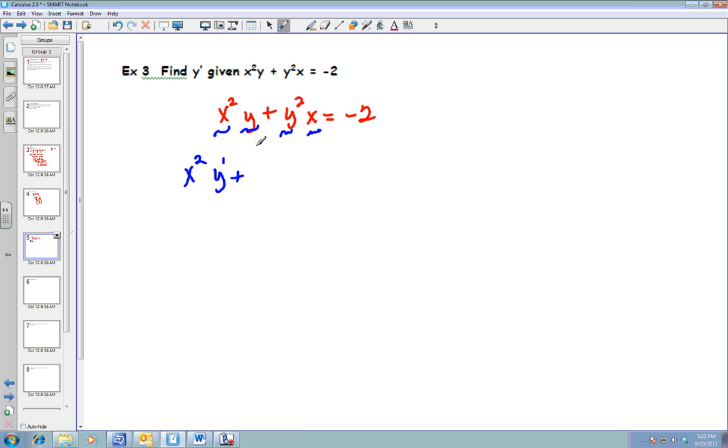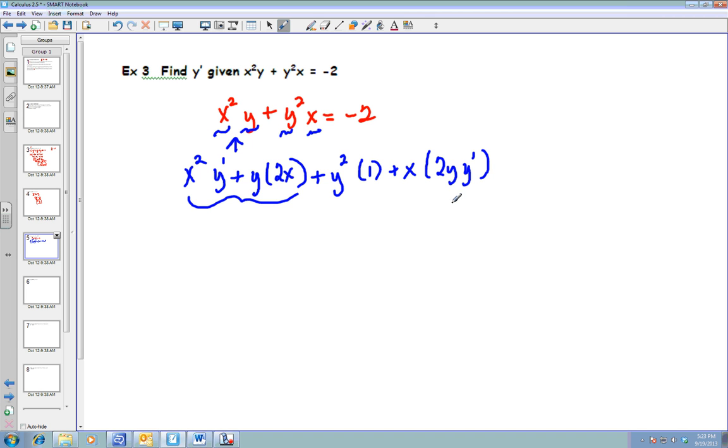Plus my second term times the derivative of the first. So this right here is the derivative of that part. Now let's do the derivative of this. Plus, I have to do the product rule again. First term times the derivative of the second plus my second term times the derivative of the first. Derivative of y squared is 2y, but it had a y with it, so it has to be y prime. Equals derivative of negative 2 is 0.